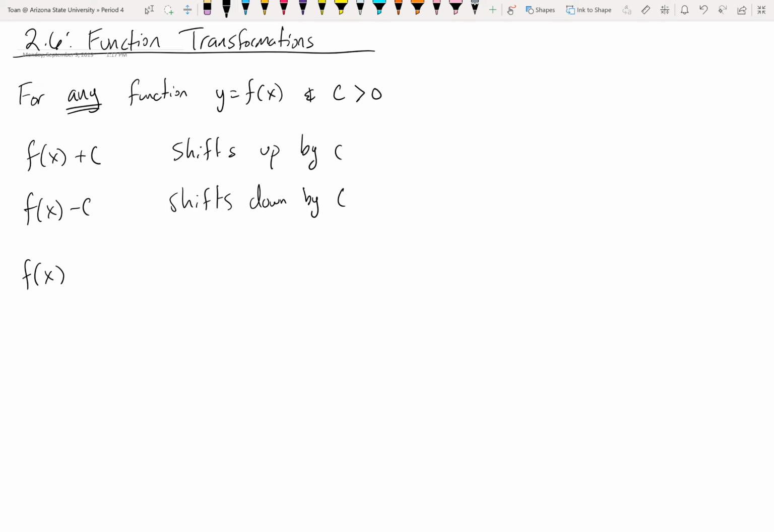What if we added that C value directly to the x? Well, we saw it sort of went backwards, so it will shift left by C. And then what if we subtracted directly from the x? Well, it goes to the right.